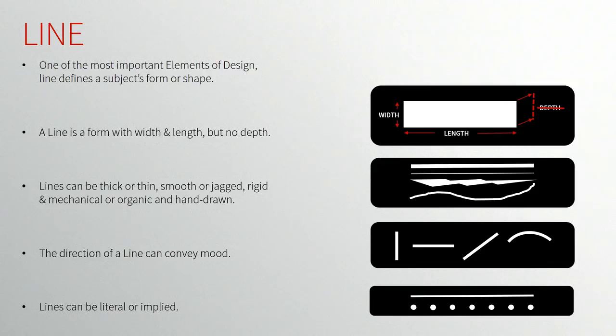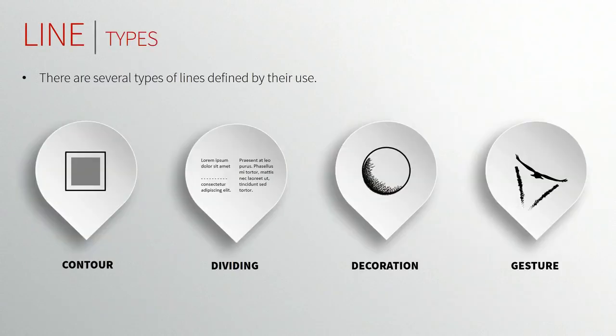So we're going to look first at our line types. We have 4 basic types of line that we use as designers, defined by their use. First of all, we have contour lines, and anybody that's ever looked at a map will understand what contour lines are. These are used to define edges. They create boundaries around or inside an object, and most lines you encounter in design tend to be contour lines. When we talk about dividing lines, these also define edges, but they divide by space.